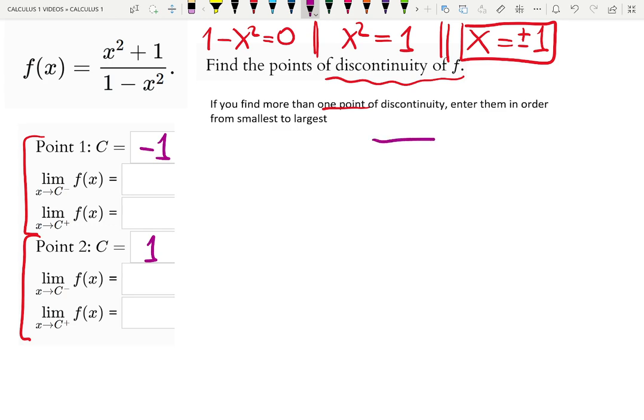Let me try to sketch the graph for you. It's not really a graph, it's how I see the situation, and I like to teach it this way. So I have 2 points of discontinuity. Let's put -1 and 1. And I'm first going to look at the left limit. The left limit is the limit as x approaches -1 from the left.